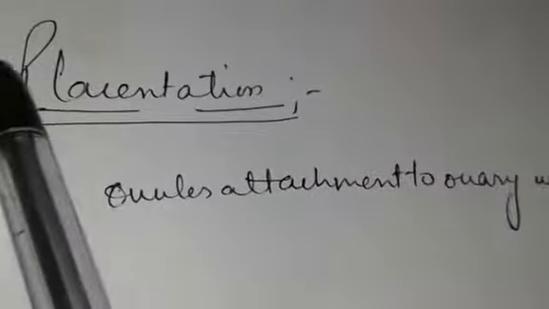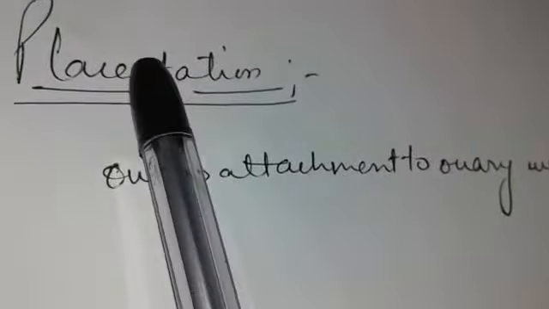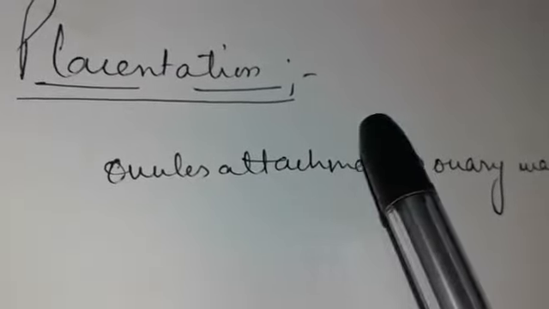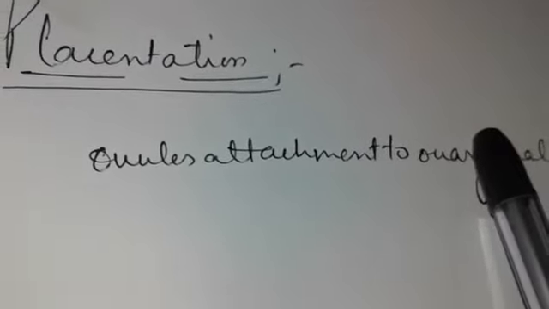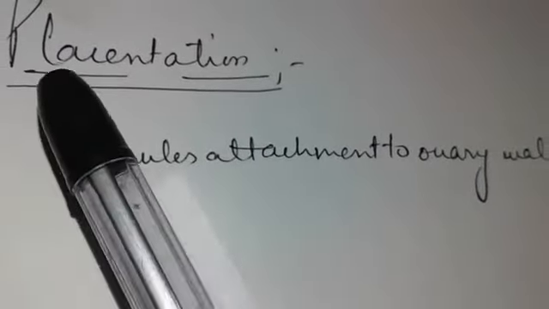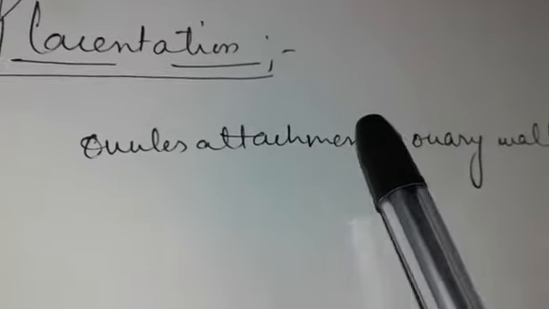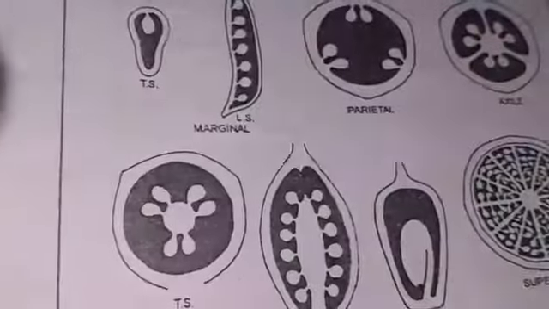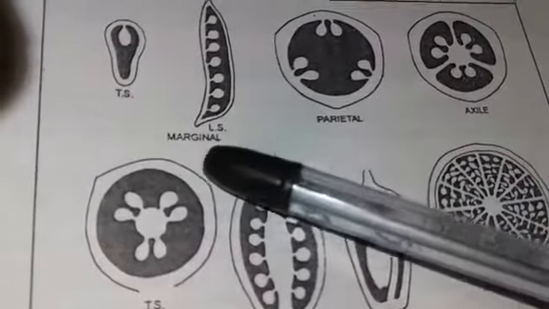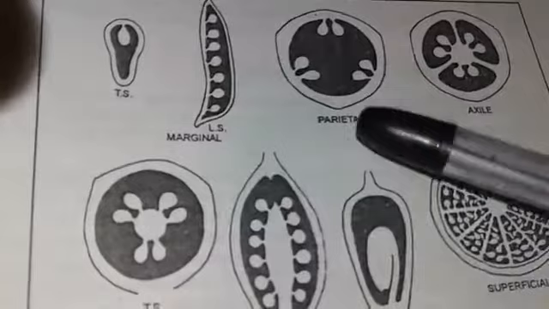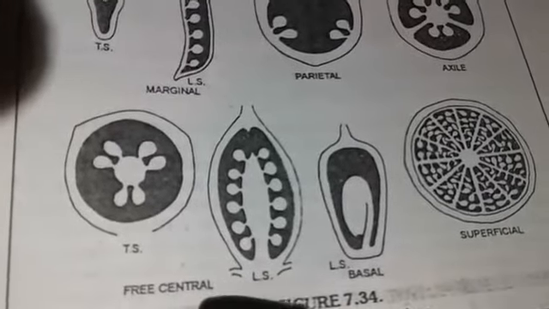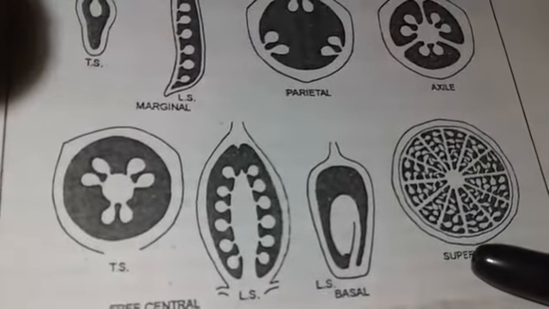Next term is placentation. It is defined as the manner in which ovules are attached to the wall of the ovary. Placenta is the tissue that attaches the ovule to the wall of the ovary. Further, placentation is also categorized into many categories such as marginal, parietal, axial, free central, basal, or superficial.